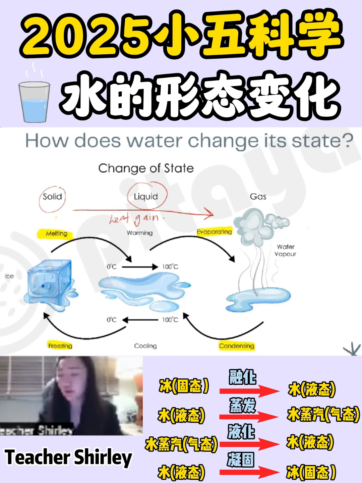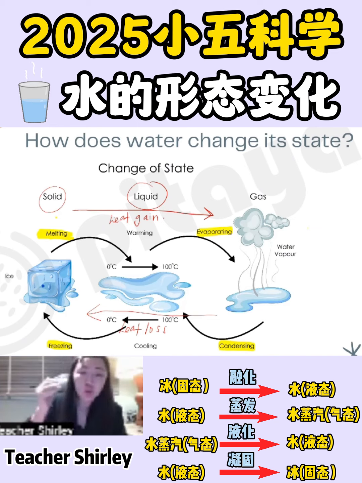Then, of course, the processes below, all these are what we call heat loss processes. That means to say, for us to condense, right? Remember the steam coming out? Why does the steam come out and condense into mist? Because it lost heat. It lost heat to where? It lost heat to the surrounding air, okay? And then, of course, the next one for freezing would be from liquid to ice cube. Also, it needs to lose heat. So we put it in the freezer for it to lose heat.